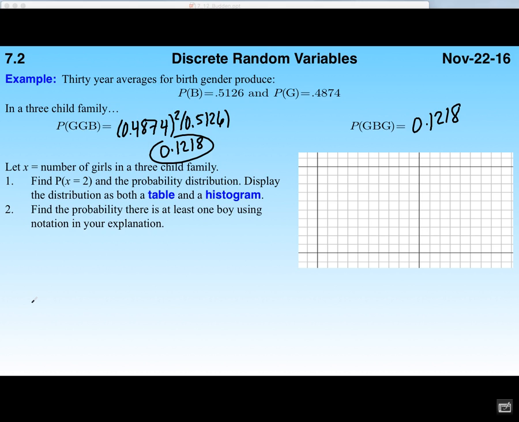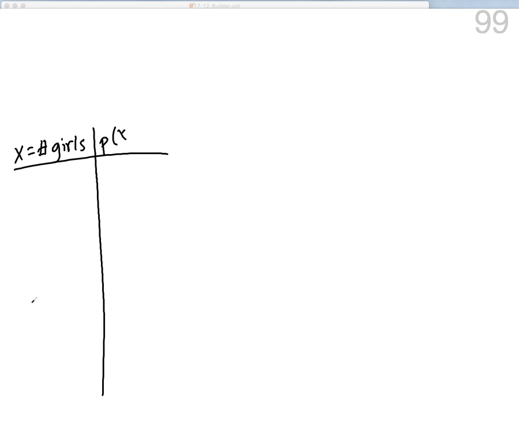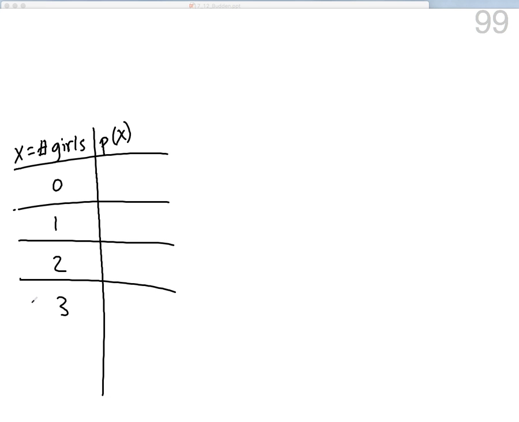Okay, so now we're saying X is the number of girls in a 3-child family. I would like you to find the probability that X equals 2 and the probability distribution as a table and a histogram. So this is really what I'm looking for in the first problem. So X is the number of girls, and then here is the probability of x. There's only 3 kids, so you can have 0 girls, 1 girl, 2 girls, or 3 girls.